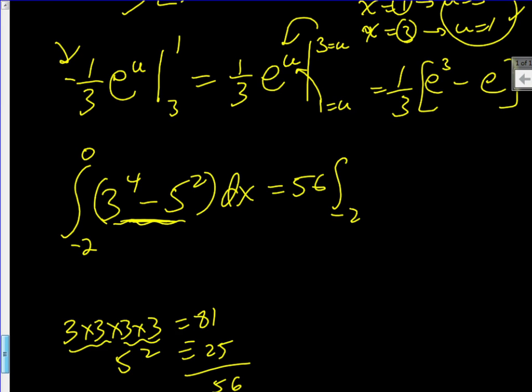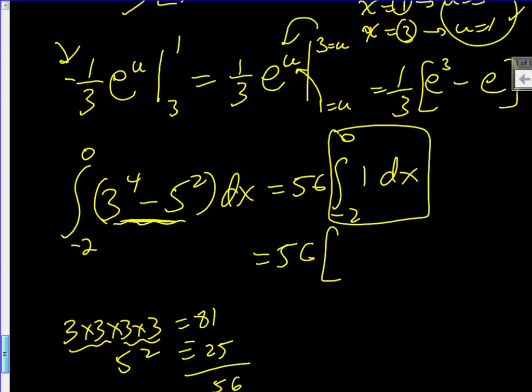Then the integral goes from negative 2 to 0 of dx. If it makes you happier, 1 dx. So it's 56 times this. Well, what is the integral of 1? Think about it. What do you take the derivative of to get 1, or 7, or 11? It's that number times x. The derivative of 1x, or x, is 1. And this goes from negative 2 to 0.